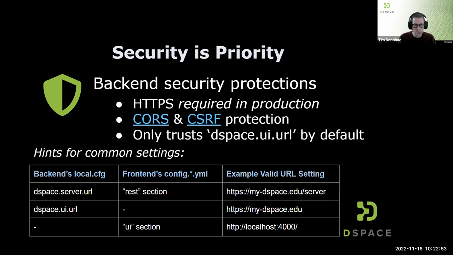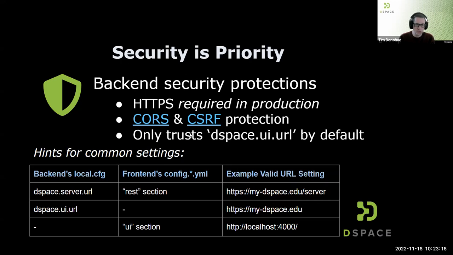It is possible to run the DSpace 7 app in just HTTP mode as long as you're doing everything on your local machine. Developers do that all the time. If you're doing it all on your local machine, you can run everything on localhost and you're good to go. But as soon as you want to bring this to a production application, you'll need to put it in that secure mode.